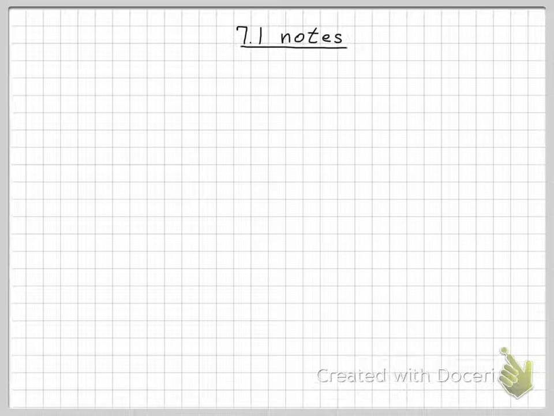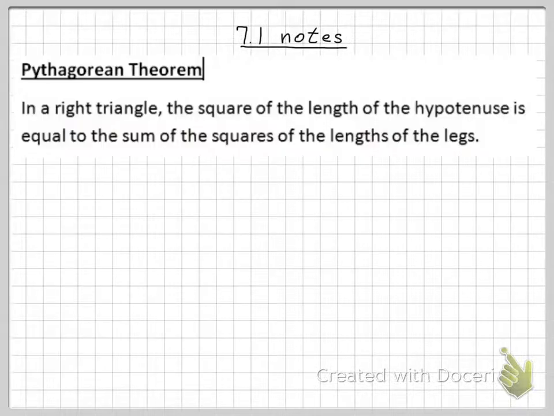Today the topic is the Pythagorean theorem, and specifically applying the Pythagorean theorem. So, what is the Pythagorean theorem? Well, the Pythagorean theorem states that in a right triangle, the square of the length of the hypotenuse is equal to the sum of the squares of the lengths of the legs.